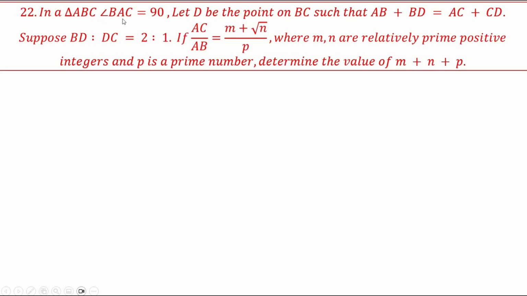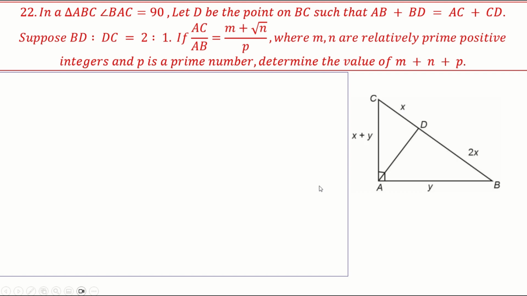In a triangle ABC, angle BAC is 90. Let's see if there is a diagram. Yes. ABC is a right angle triangle, and at A it is 90 degrees. D is a point on BC such that AB plus BD, the sum of these two, equals AC plus CD. Suppose BD is to DC equal to 2 is to 1. So D is dividing BC in the ratio 2 is to 1. That means if this is x, this is 2x.